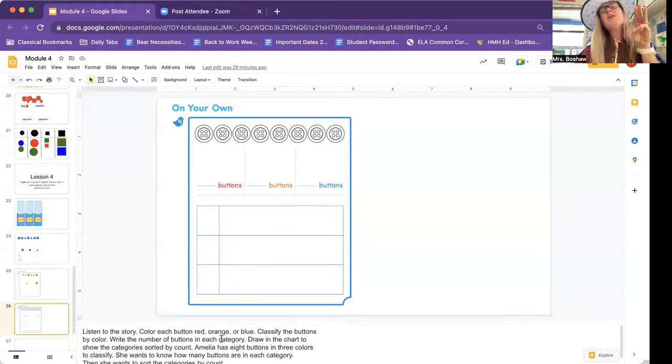But Math Wizard, my favorite color is pink. Today we're not doing your favorite color. Maybe for art you can do your favorite color. Today you're doing red, orange, and blue.